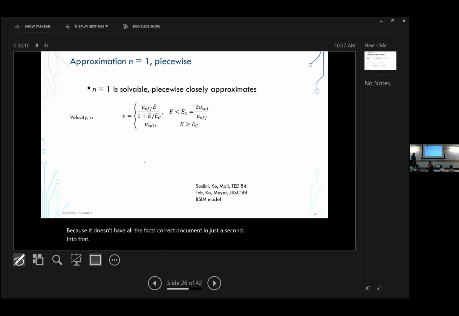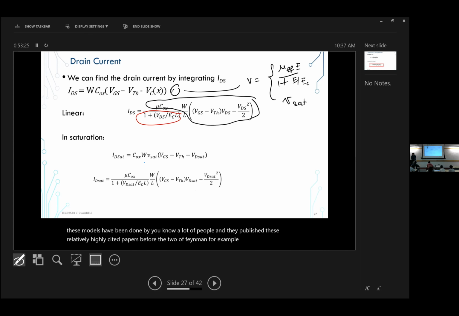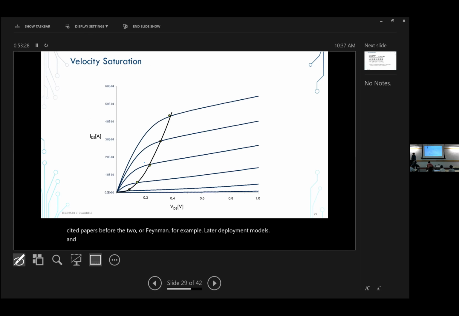Now, these models have been done by well-known people, and they published these relatively highly cited papers before, which we'll find in, for example, later deployment DC models. And so, when you plot those equations or plot the VD-SAT against the output currents of a MOS transistor, you get what you expect. Nicely matches. So this is my hand fit versus the simulation. It fits right there.